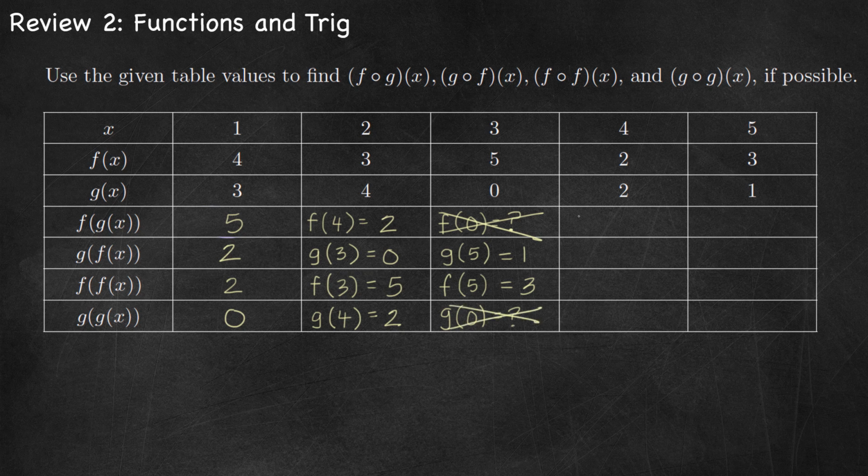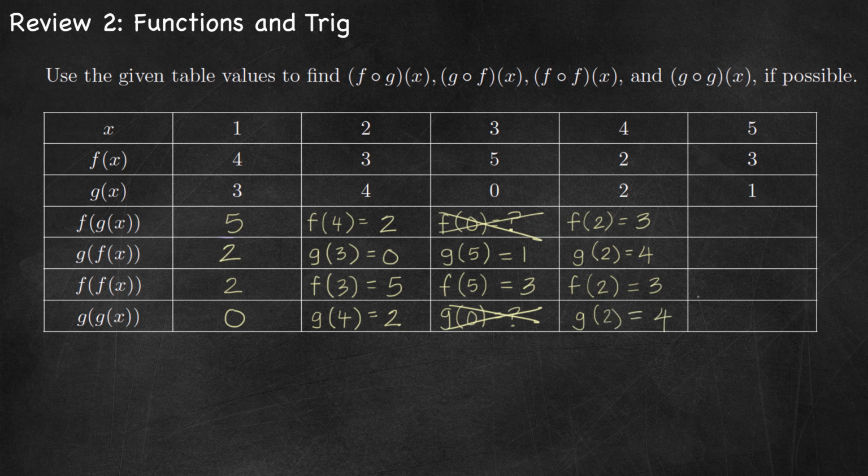Okay, next we have an input value of 4, so we want f of g of 4. G of 4 is 2, and f of 2 is 3. Then g of f of 4. F of 4 is 2. G of 2 is 4. Then f of f of 4. F of 4 is 2, and f of 2 is 3. Then g of g of 4. G of 4 is 2, and g of 2 is 4.